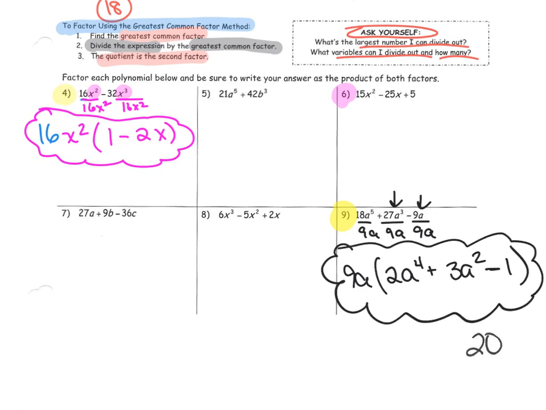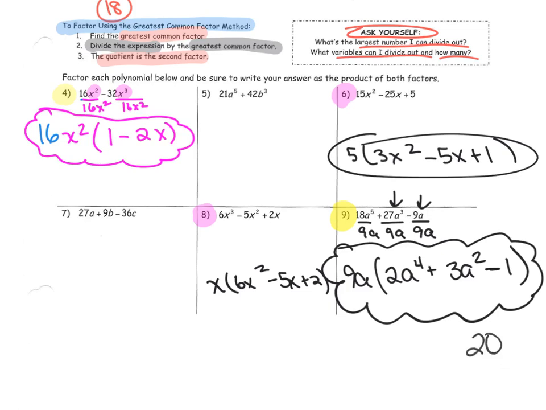You all can try question 8. And I guess I will just write what the final answer is to make sure that you understand how to get there. Again, the final answer here is x times 6x squared minus 5x plus 2, and then up here our final answer should be the following. All right, make sure you get those solutions, guys. Make sure you get those answers.